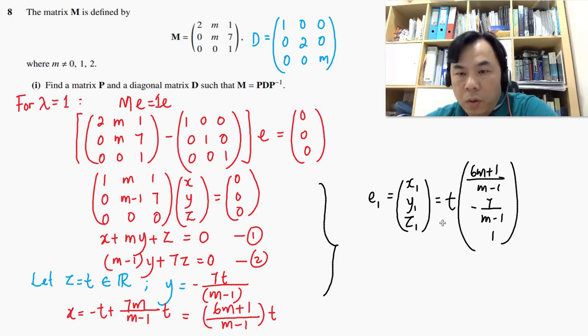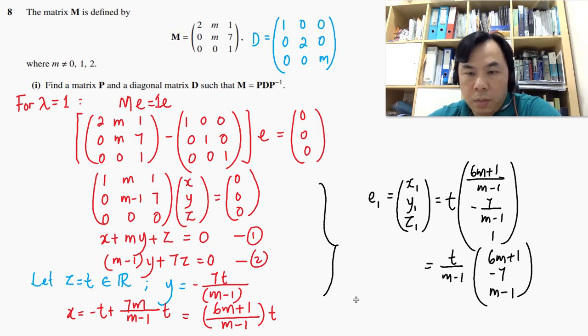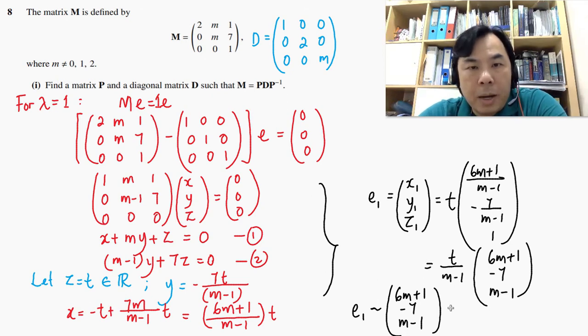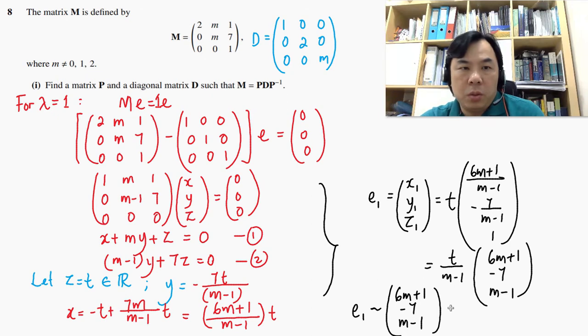You can leave it in this form, or sometimes you might like to leave it in this form, since most of them share the m minus 1. So you can actually take out m minus 1 because it's a constant. Therefore, there will be 6m plus 1, negative 7, and then this one will be m minus 1. Sometimes they write your eigenvectors in this form as 6m plus 1, negative 7, m minus 1. Okay, doesn't matter actually. You can leave your eigenvectors in this form, or without the constant there. All right, that will be our first eigenvectors corresponding to lambda equal to 1. Okay, now stay tuned. I'm going to work out the eigenvectors that correspond to lambda equal to 2.